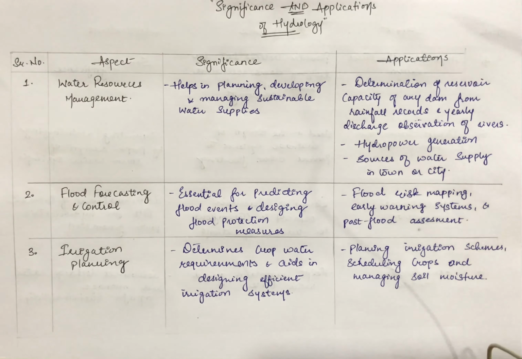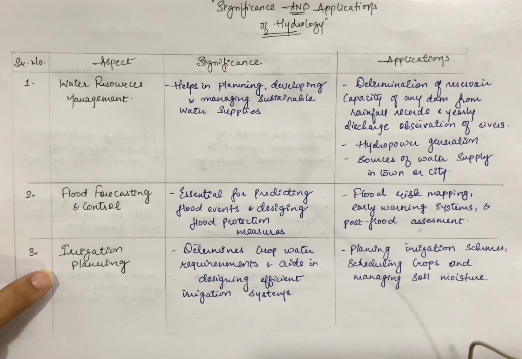Then the second aspect of hydrology is flood forecasting and control. Its significance is that it is essential for predicting flood events and designing flood protection measures. It could be useful in calculating flood risk, that is, flood risk mapping could be carried out using this aspect of hydrology. Early warning systems can be developed, and post flood assessment could also be carried out through this aspect of hydrology.